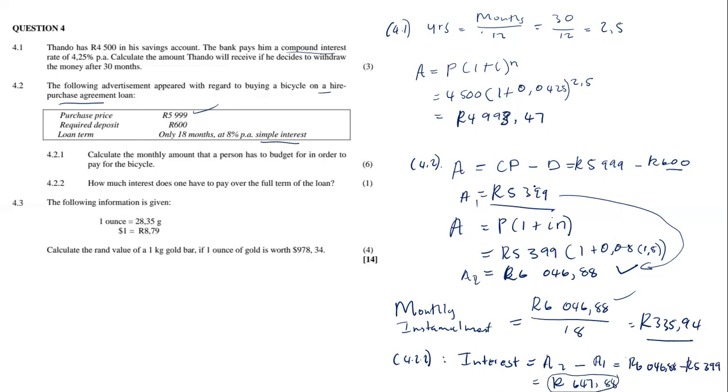I agree he paid a deposit of 600 and was left with this. He was supposed to pay this if he was buying my bicycle for cash. But because I had to charge him interest, this is the interest that he needs to pay extra for 18 months. Therefore, this is how to solve question 4.2.2: how much interest does one have to pay over the full term of the loan? I hope that was clear.